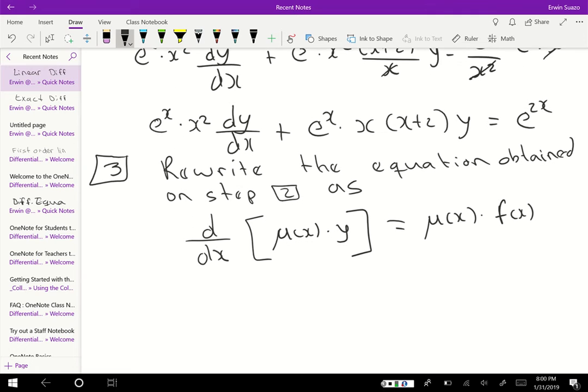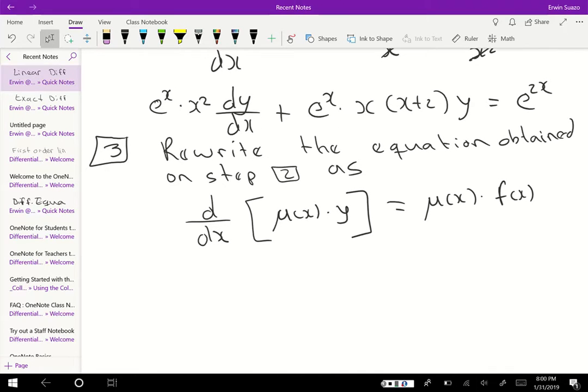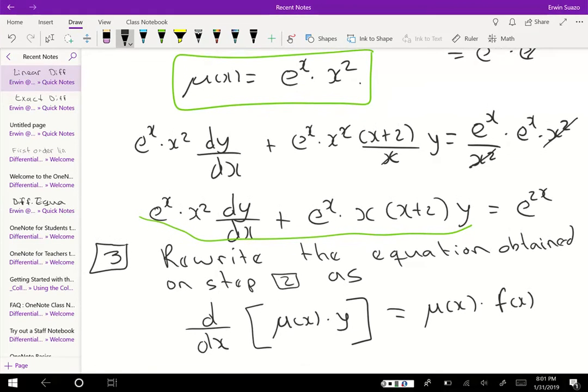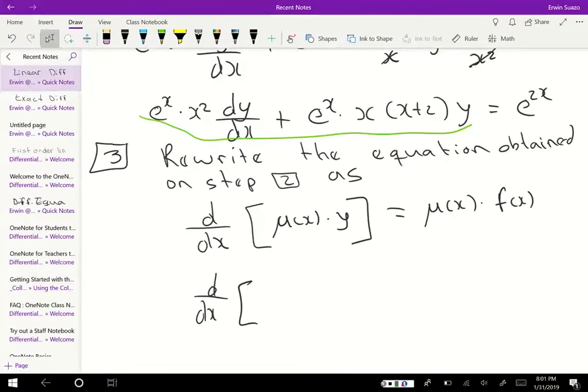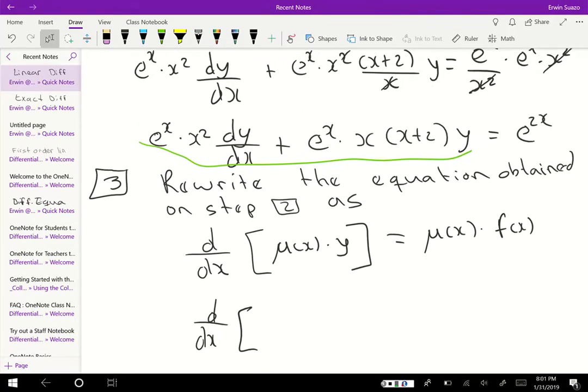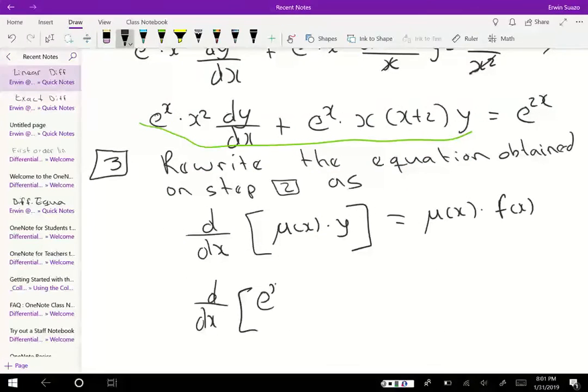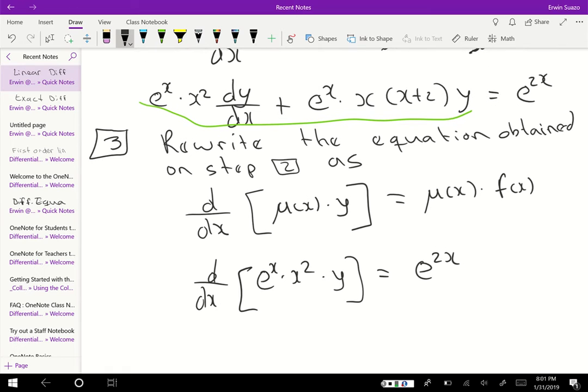But so for me, it means I can rewrite the whole equation, all this part can be rewritten as derivative with respect to x of the integrating factor, that is e to the x times x squared, e to the x times x squared times y, right? And on the left side, we have e to the 2x, okay? So that's the nice part. So this make any sense? So let's check it out.